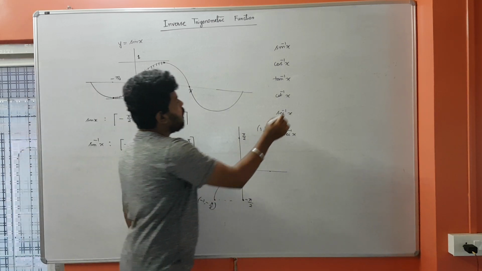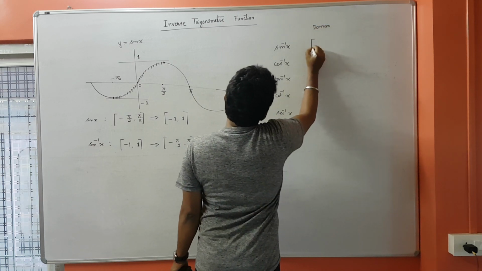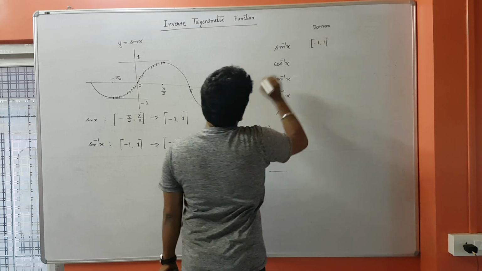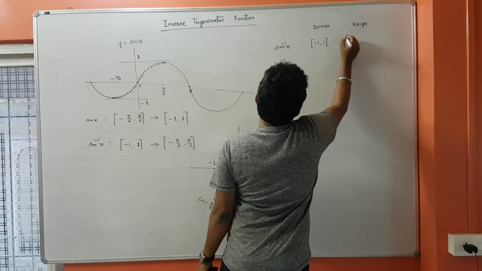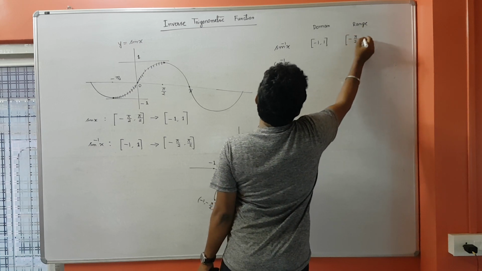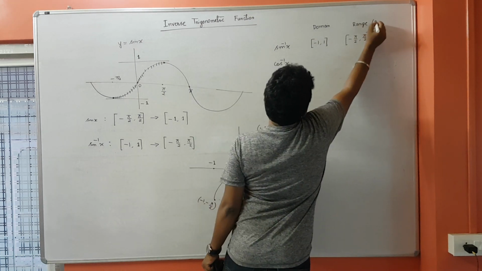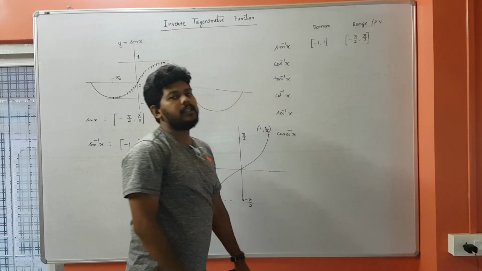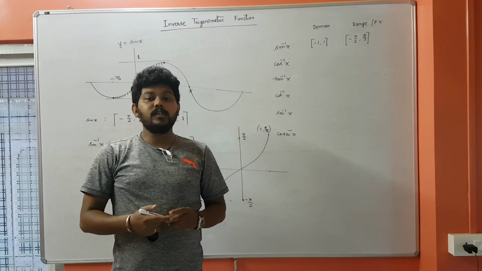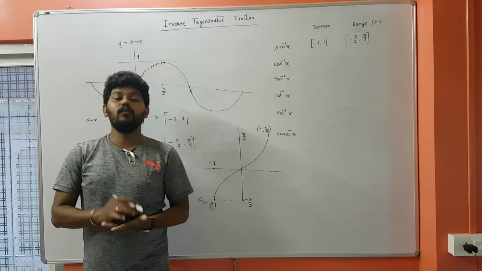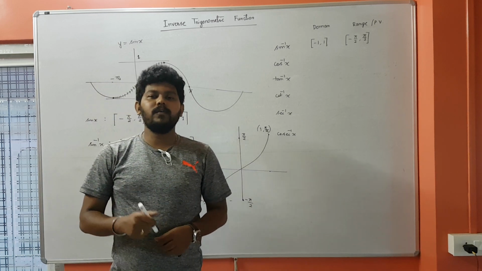Hence, we can write the domain of sin inverse of x is equal to [-1, +1] and range is equal to [-π/2, +π/2]. This range is also called principal value. We call it principal value. Now, what is principal value? Principal value means the smallest possible interval in which a trigonometric function attains all its possible values.